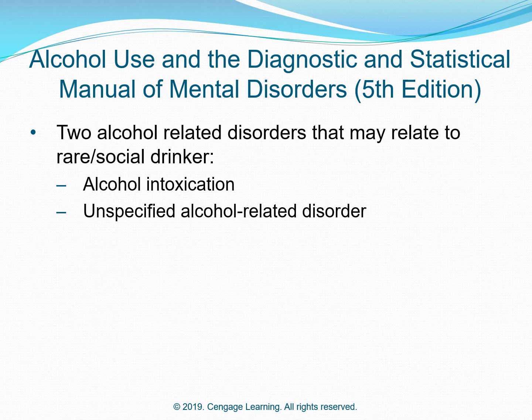Alcohol use and the Diagnostic and Statistical Manual of Mental Disorders, 5th edition. Two alcohol-related disorders that may relate to the rare social drinker are alcohol intoxication and unspecified alcohol-related disorder.